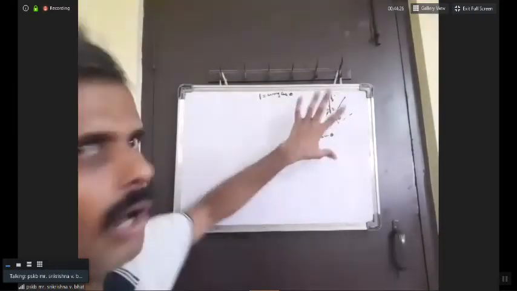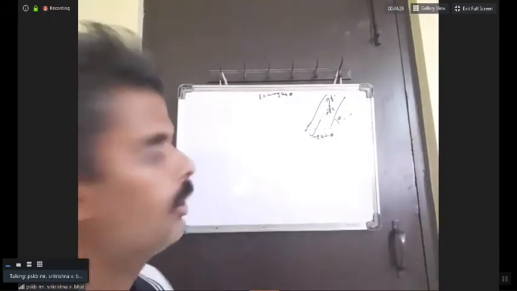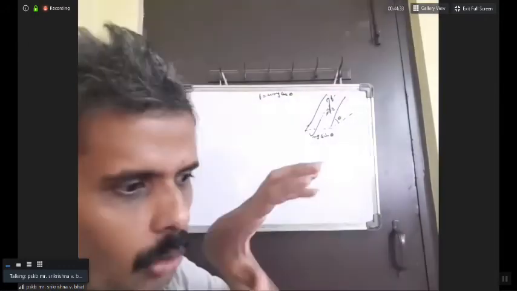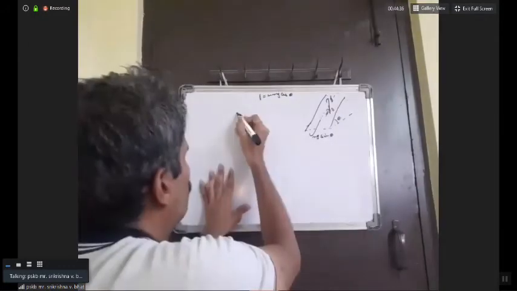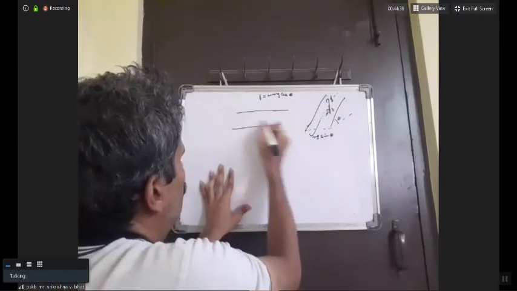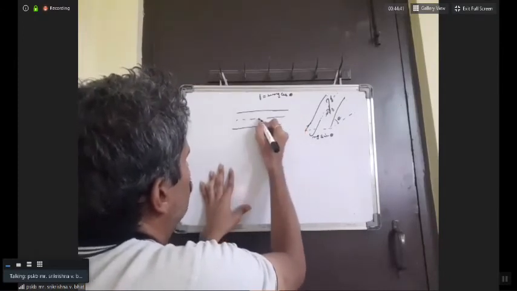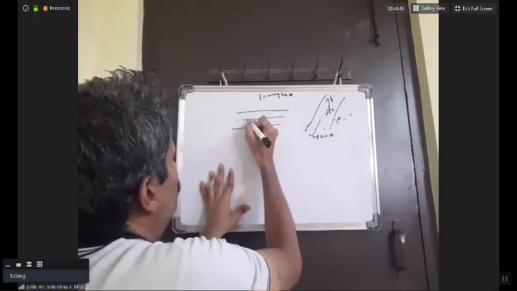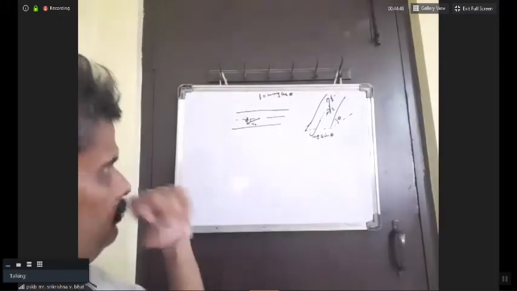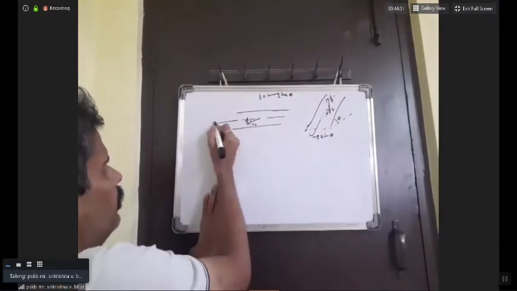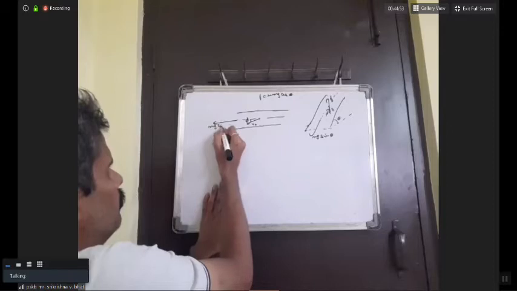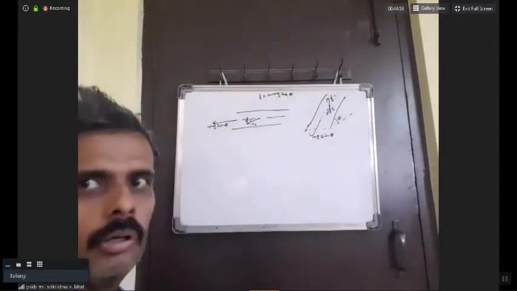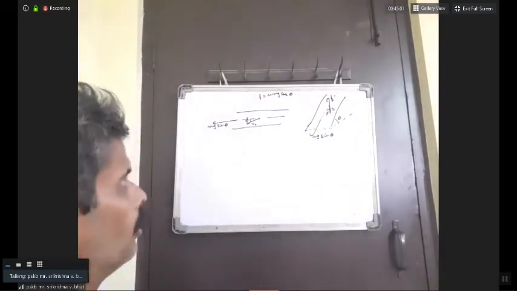For a better way of looking at things, I'm redrawing the diagram. I am taking the top view of this inclined plane. The inclined plane will look like this, and the particle starts from here, moving this way at an angle. So mg sin theta will be along this way, and this will be mu mg cos theta.